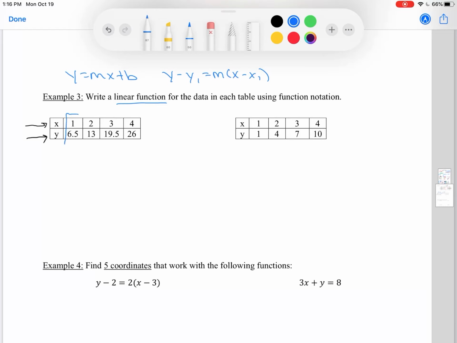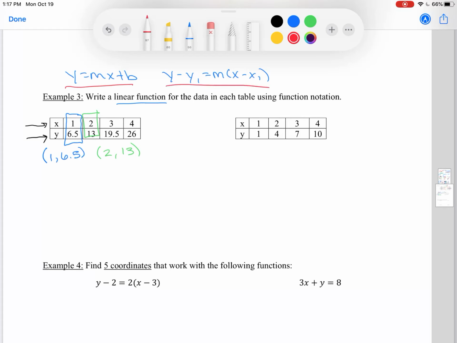All right. Well, if you look at this table here, you have your x row and your y row. But if you look down, if I combine these two together, it's the same as saying the coordinate 1, 6.5. Your x was 1, your y was 6.5. So I'm going to do the same thing with this second one here, 2, 13. And I could do the same thing with the other 2 points as well.